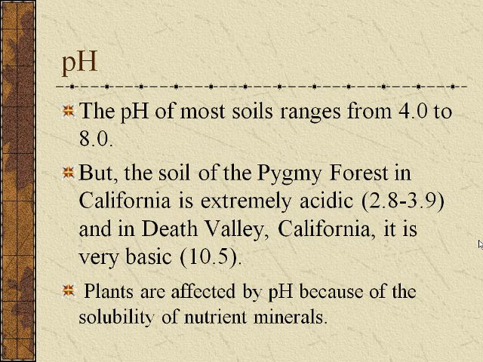The pH is a relatively narrow range, 4 to 8. So you're really wanting a fairly neutral pH, but you can get very acidic soil in the pygmy forest, and very basic soil in Death Valley. So there's definitely the exception that proves the rule, and that's going to determine the type of plant life that you find in there. So different plants will grow in different pH soil. They like different pH better.